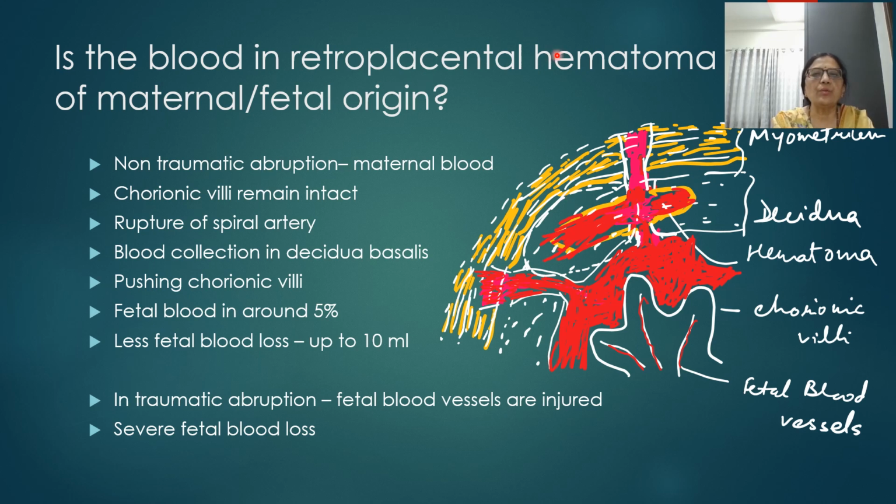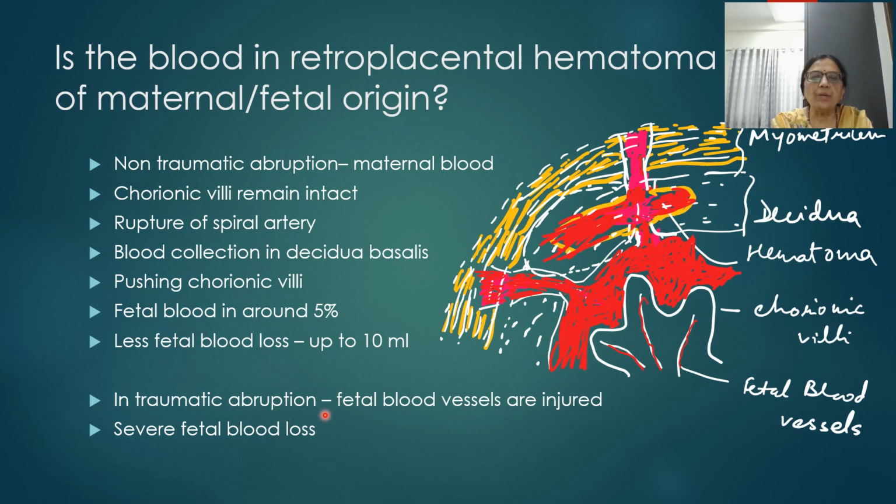Now, is the blood in the retroplacental hematoma of maternal or fetal origin? In non-traumatic abruption, it is always the maternal blood which is contributing to the formation of this retroplacental hematoma. Chorionic villi remain intact. There is a rupture of the spiral artery. This is the spiral artery which has ruptured. That leads to the blood being collected in the decidua basalis, pushing the chorionic villi away. Fetal blood is seen in only around 5% of the cases, and even if there is fetal blood, the fetal blood loss is less. It is only up to 10 ml.